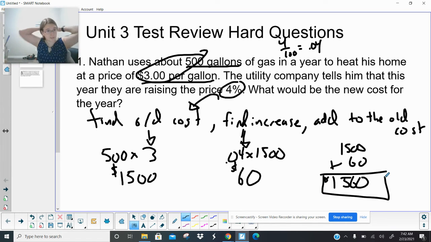So just remember that process. If we want to find the new cost, we need to know the old. We need to find the increase based off that old cost. And then we're going to add them together to get that new cost. And again, notice I skim over this all the time. It says year, year, year. If all the time periods are the same, you don't need to do anything else like multiply by 12 or multiply by 26 or 52. They're all good to go.